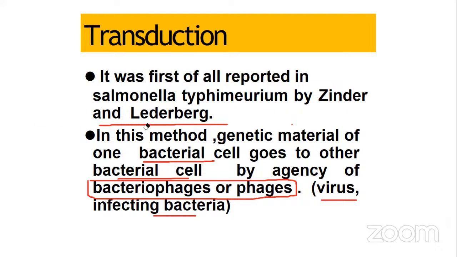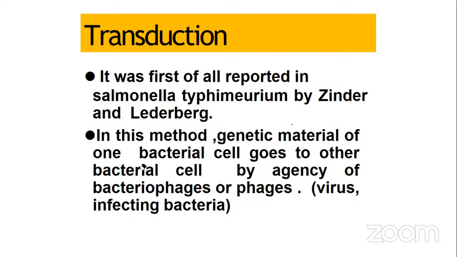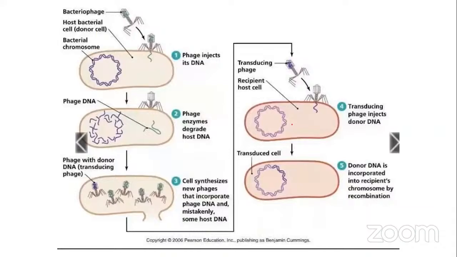Let's see the diagram about transduction. I already told you that in transduction, genetic material transfers from one bacterium to another. Let's take a color. For example, this is the A bacteria. This is the B bacteria. Now the genetic material is transferred from the A bacteria to the B bacteria. Right? Let's see how this is formed.